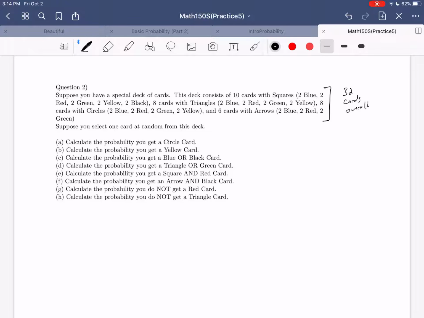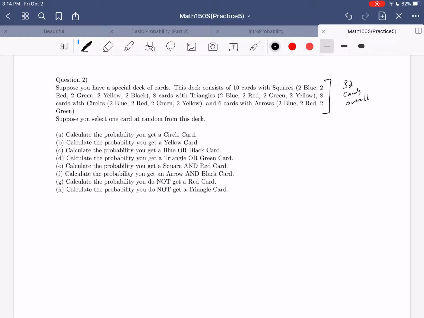overall. Why is that 32 cards overall important? Well, in our probability terminology, that would be the size of the sample space. There are 32 different cards you could end up choosing from this deck, and each of those cards is equally likely. So we've got a bunch of probabilities to calculate here.